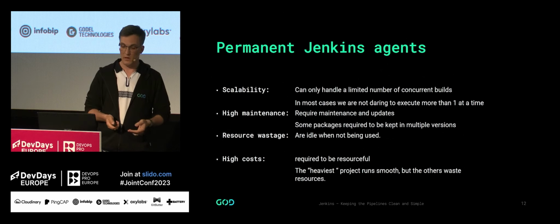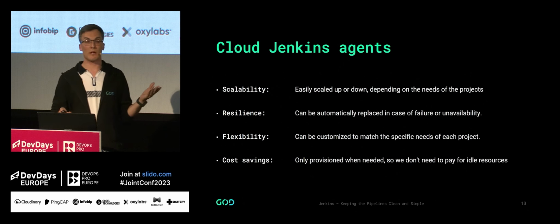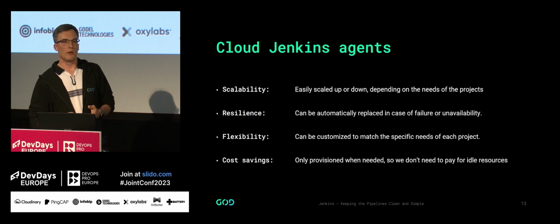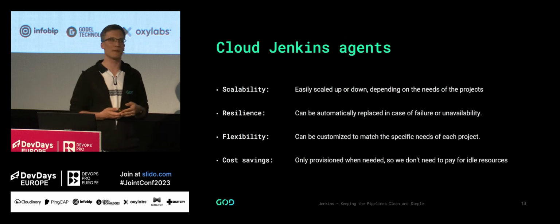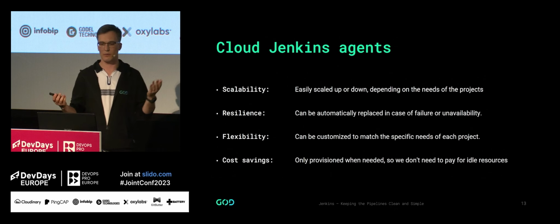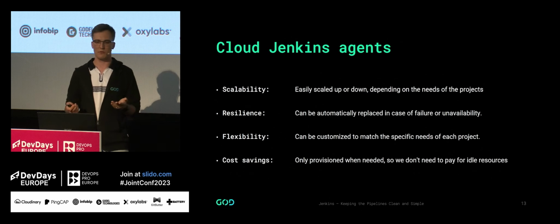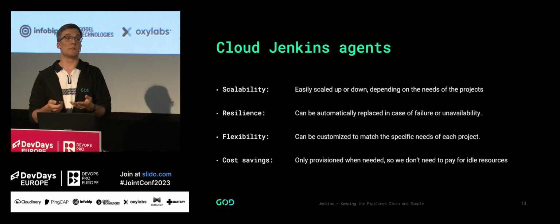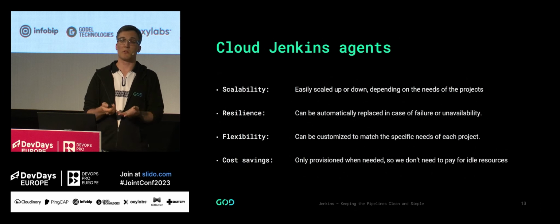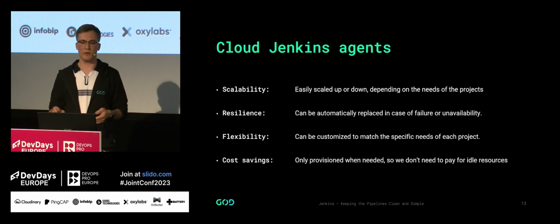So what can we do instead? We can use Cloud Jenkins agents. I'll give you a few steps on how to do it, but why it's good: it's easy to scale them. You just bring them up, bring them down as much as you need. If one of them is dead because, I don't know, it's stuck or something, it doesn't really matter, because in the end it's just a pod. So you kill the pod, you restart it, and everything is fine.